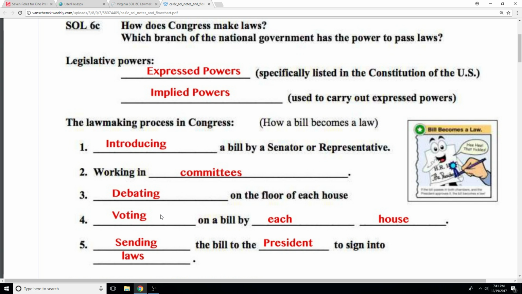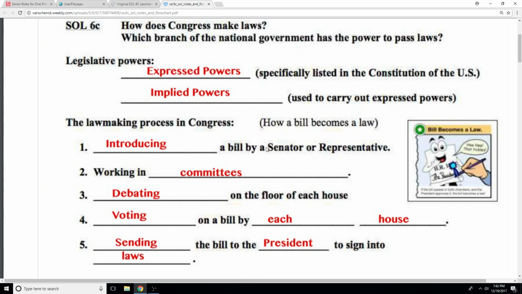Now, once it's been voted on in one House, it has to go back up here and start all over. Where now it's going to be in the House of Representatives, it's going to be introduced, going to committee, debated, and voted on again. Assuming they have the same bill, okay? They're going to agree on the same bill, because again, we didn't really get into conference committees, because that's a whole nother headache. Assuming they have the same bill, now it's going to be sent to the president. The president can either sign it into law, or he can veto it.